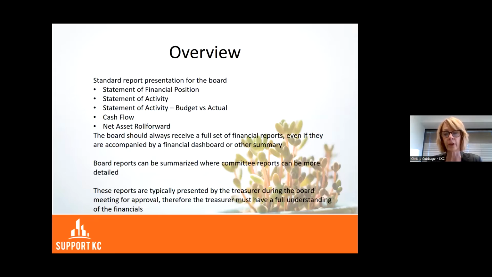So tools that can help summarize financial information are great, but in an age of transparency being so important, and organizations need transparency, don't shortcut and try not to give your board a full set of financials. Have that in the board packet for them to refer to.